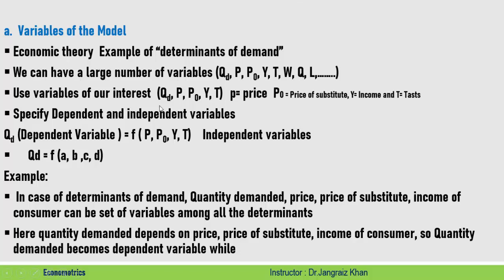After the specification of the variables, the next step for the researcher is to specify the dependent and independent variables. If you look at these variables, we know that the quantity demanded depends on price, price of substitute, income, and taste. So the quantity demanded becomes the dependent variable, while P, P naught, Y, and T become independent variables.